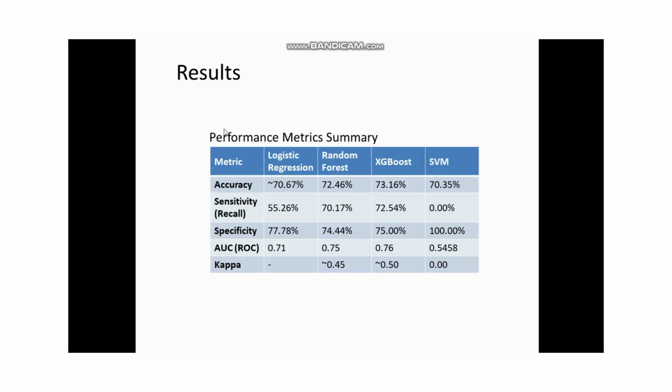So here is a performance metric summary of our models. Look at the models, their accuracy, their sensitivity, specificity, and their area under the curve. All the results that we would be comparing. All right, so we have a total of 4 models. So let's look at their summary interpretation.